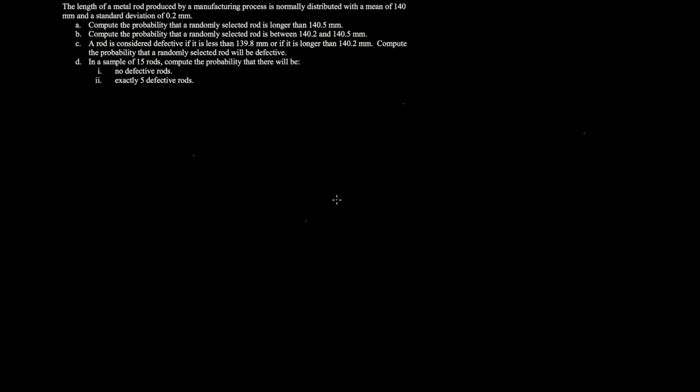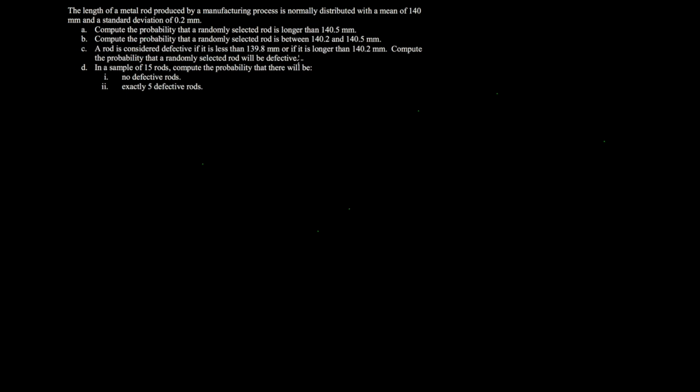So let's move on to the final portion of the review part 2 for the Comm 215 midterm, which is the continuous probability questions. So let's dive right in. The length of a metal rod produced by a manufacturing process is normally distributed with a mean of 140 millimeters and a standard deviation of 0.2 millimeters. So right away, there are a few cues to let us know that we're in a continuous probability question. The first thing we see right here is they talk about normally distributed. Right away, that should cue you into a continuous probability problem, okay?